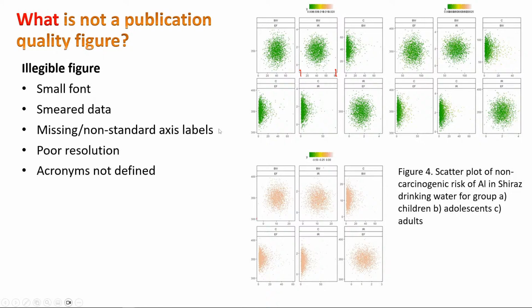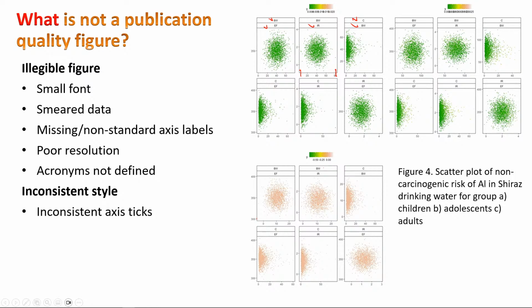Acronyms not defined. All these acronyms: I don't know what BW is, I don't know what EF is. I can barely read them. I don't know what R is. I don't know what CMBW is. I have no idea what these are. When I read this figure caption, I don't know what these are. So acronyms not defined.